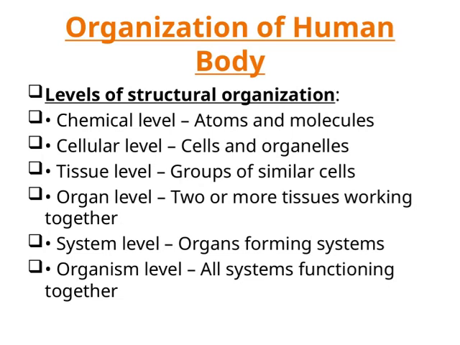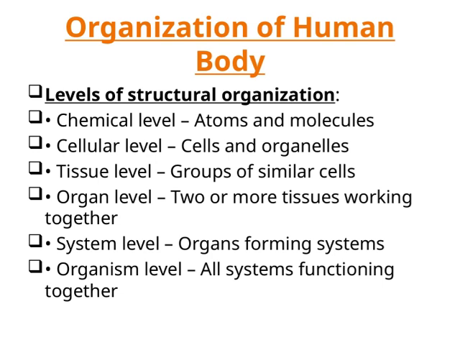Now, let's explore the levels of structural organization in the human body. Starting at the very basic level, we have the chemical level, which includes atoms and molecules. These are the building blocks of everything, forming the foundation for more complex structures. Moving up, we reach the cellular level, where cells and their organelles work together to carry out specific functions. Cells are like the body's tiny factories, each with a specialized role.